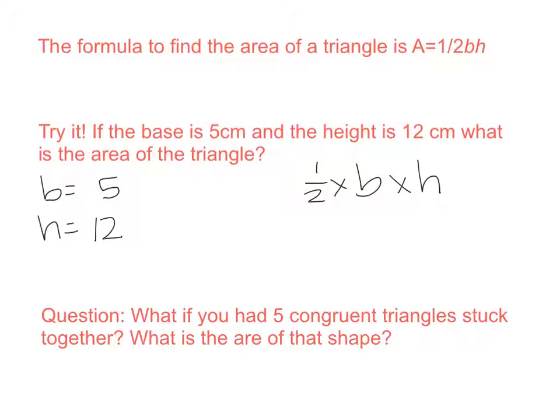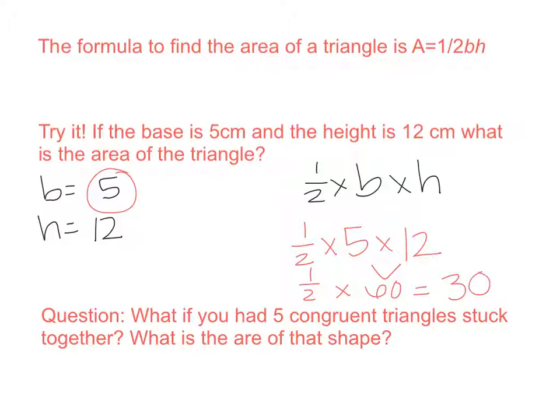Okay, so if you were to plug these numbers in, it would look something like this. 1/2 times 5 for my base times 12. Well, I'm going to first do 5 times 12 is 60, and times it by 1/2, or divide it by 2, which gives me 30 centimeters. You got that right? Awesome. Give yourself a pat on the back.